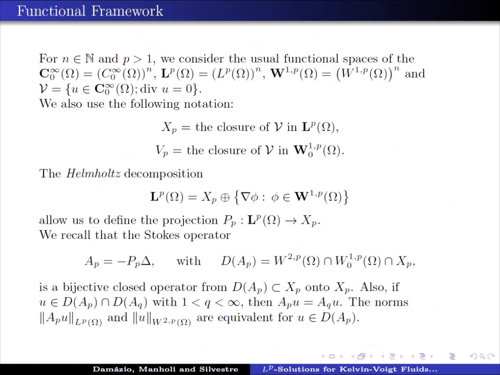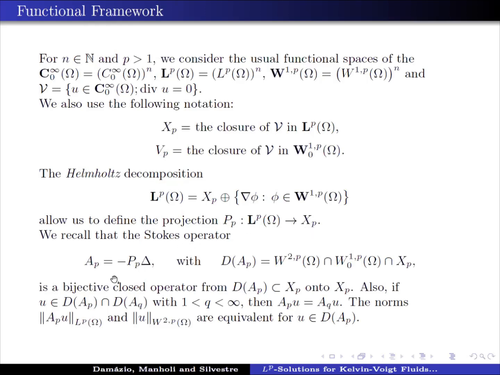So, the functional framework to treat this problem. We consider the usual Lebesgue spaces, the Sobolev spaces, and we consider this space of functions which have free divergence, okay? In this way, we define X_p and V_p, the closure of this space in the norm of L^p and W^{1,p}_0 respectively. In this way, we can use the Helmholtz decomposition for L^p, right? And then we can talk about the projections, right? So we define the P projection from L^p to X_p.